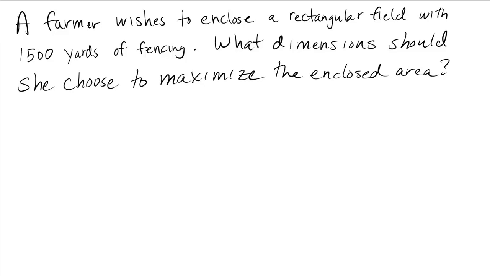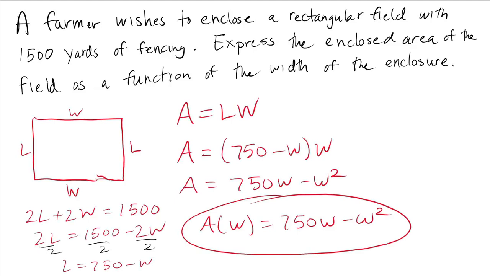Let's start with an example that we've already set up once. A farmer wishes to enclose a rectangular field with 1,500 yards of fencing. What dimensions should she choose to maximize the enclosed area? If we want to do this problem algebraically, our first job is to find a function that models the situation. We want to come up with an equation that represents the scenario. Well, we've done this previously.